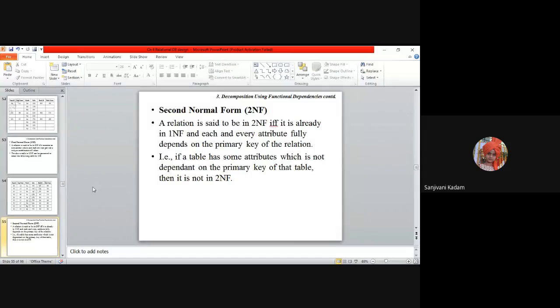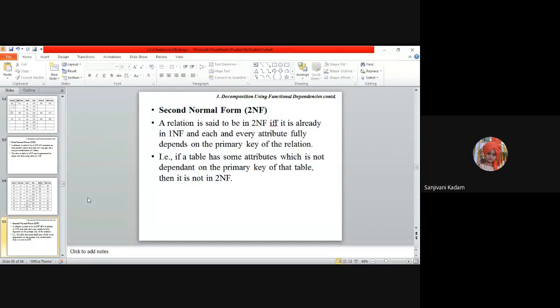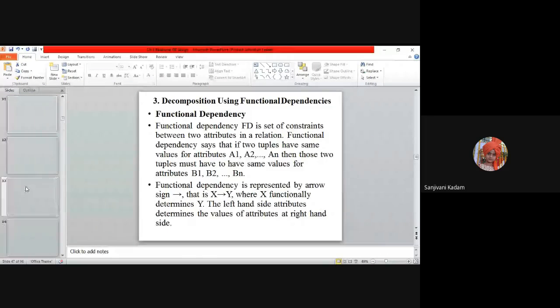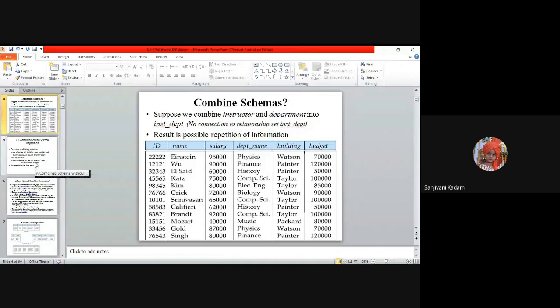So here, a relation is said to be in second normal form if and only if it is already in first normal form and each and every attribute is fully dependent on the primary key of the relation. Okay, so this is the definition of the second normal form. The first relation. Okay, so let us talk about the schema. This schema I was talking about.